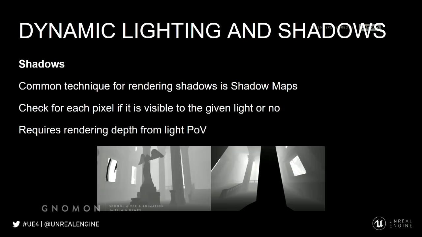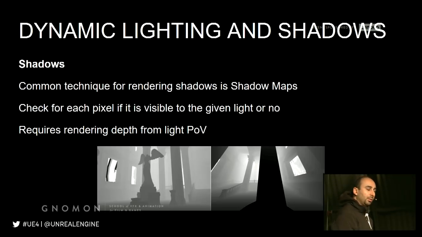Now we need to go on and figure out the shadows. For the shadows, the most common technique in real time for calculating shadows is referred to as shadow maps. The concept behind shadow maps is basically checking for each pixel if it's visible to a given light or not. In order to do this, we need to render a depth pass, but now instead of from the camera point of view, we need to render it from the light point of view. Using this depth pass, we can now tell if this pixel from my scene is visible from that light or not.